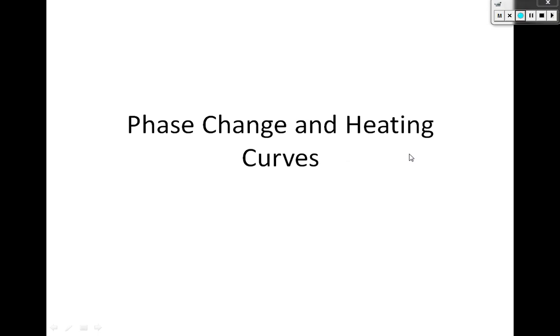These are notes on phase change and heating curves. So the last time, we took notes on phase change. Now we're going to add another layer to that, and we're going to talk about heating curves and how we can analyze the phase change.